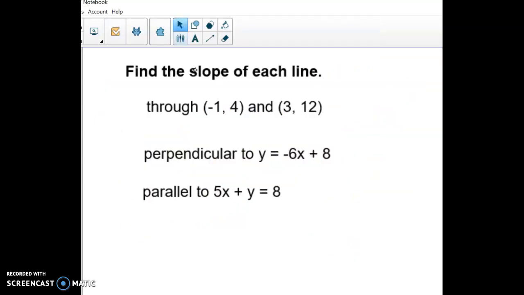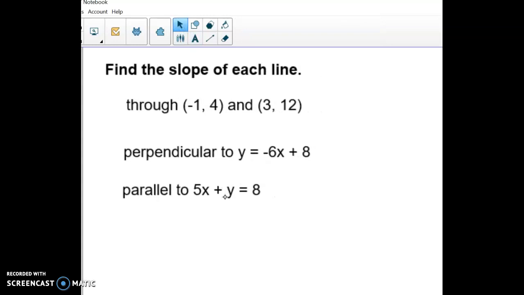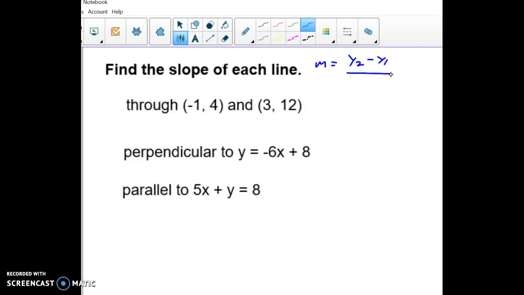Okay, so finding slope, right? Slope is just like the steepness of the line. It's the rise over the run. You also have the little slope formula. So slope is y2 minus y1 over x2 minus x1. All right, so see if you can find the slope. It's different in each question here, but see if you can find the slope 3 times.